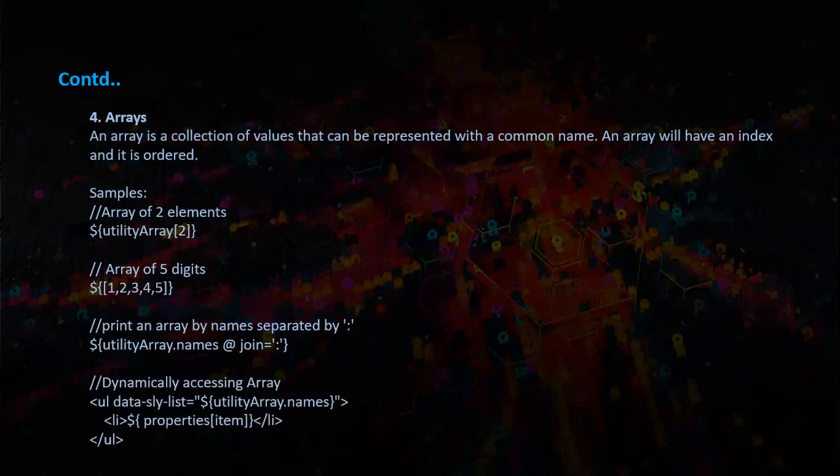Dynamically accessing an array. Say we have a list of utility array within names. So we can mention utility array dot names using the data-sly-list and iterate over the item. List them by using properties of item.